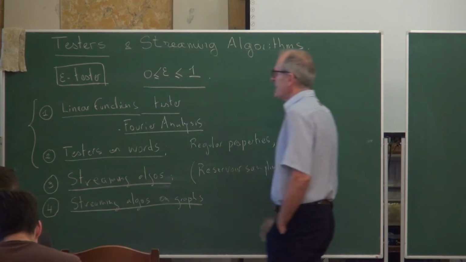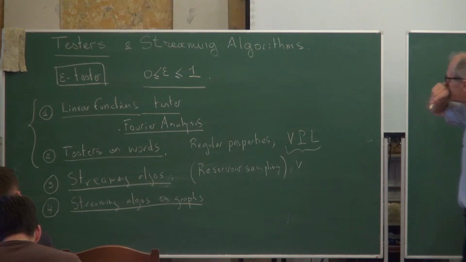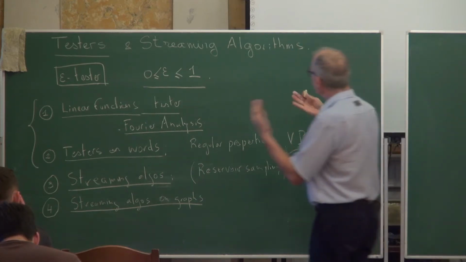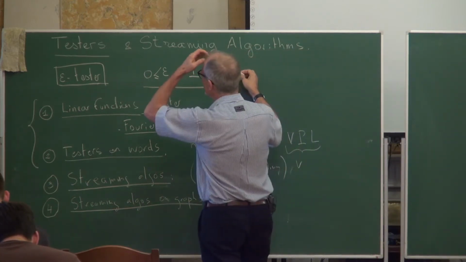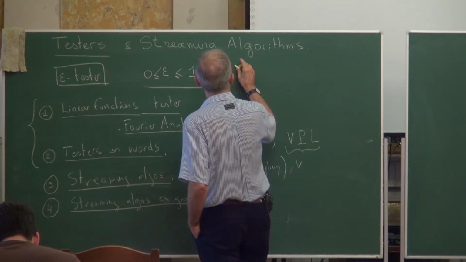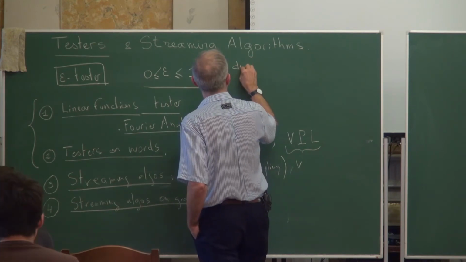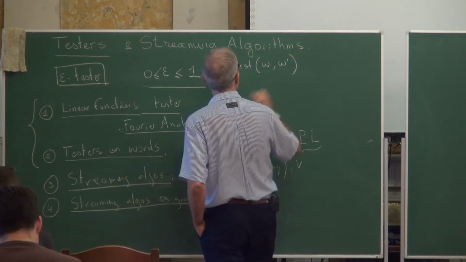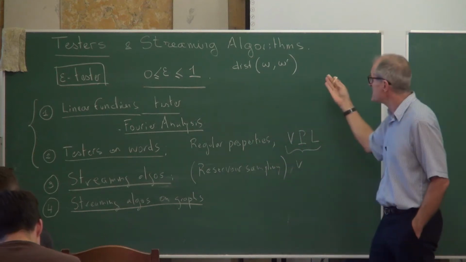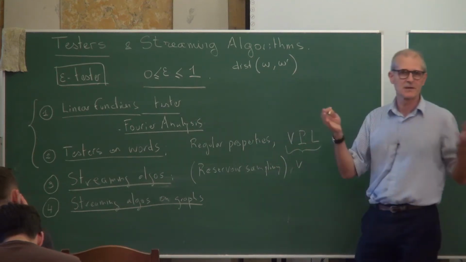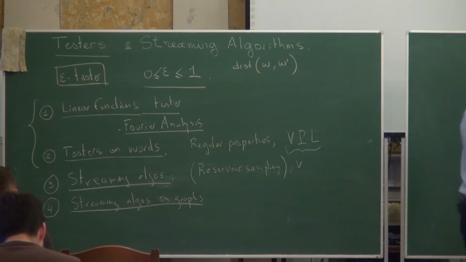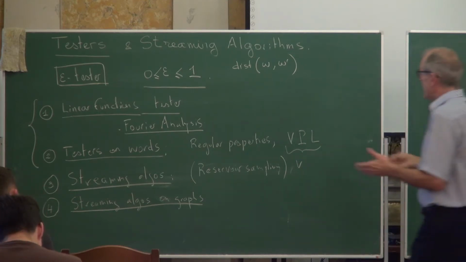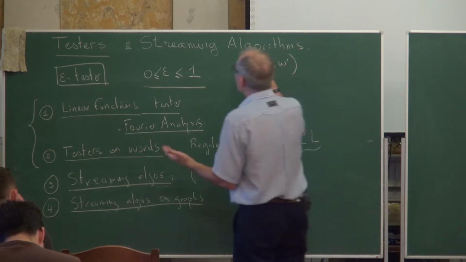Okay, and before we go into what we call an epsilon tester, we first need a few notions. So first of all, I need a distance between the various objects. So if I'm talking about words, I need a distance between two words. If I'm talking about trees, I need a distance between two trees. If I'm talking about graphs, I need a distance between two graphs. Okay? And so which distance do you take?